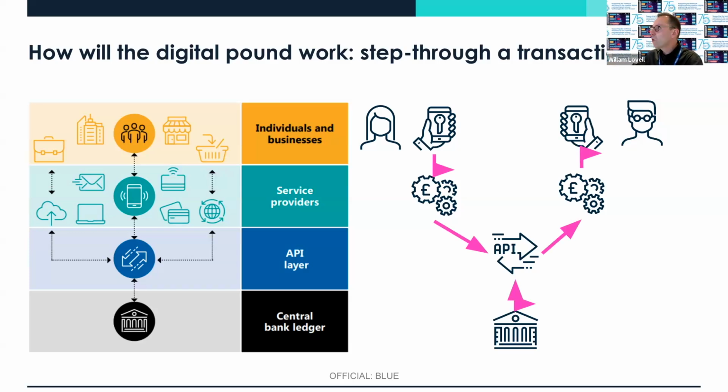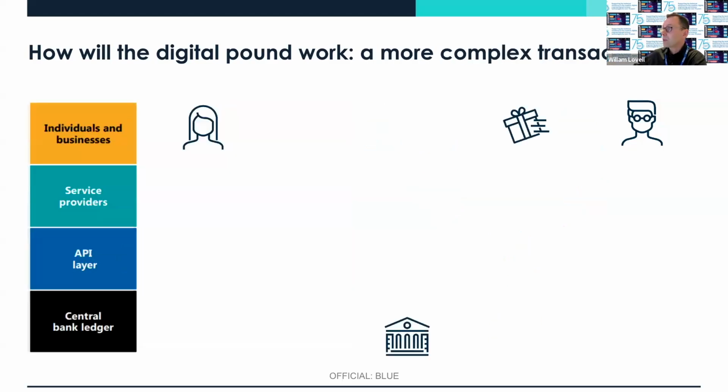But let's see what a more complicated and more innovative use case might look like. It could be something like this. So here we have someone who wants to buy a parcel from the person who's over on the right-hand side, but they don't know each other. The person who's selling doesn't know if they're going to get their money. The person who's buying doesn't know if they're going to get the parcel.